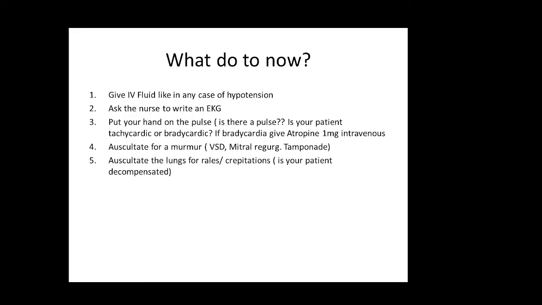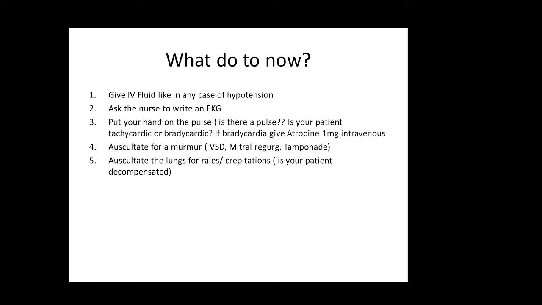Now, what do you do in this case? It's always safe to give intravenous fluids to any patient who has hypotension. So start intravenous fluids, ask the nurse to write an ECG, and at the same time give the patient atropine. In a patient with symptomatic bradycardia, you will not do anything wrong if you give your patient intravenous atropine 1 milligram.